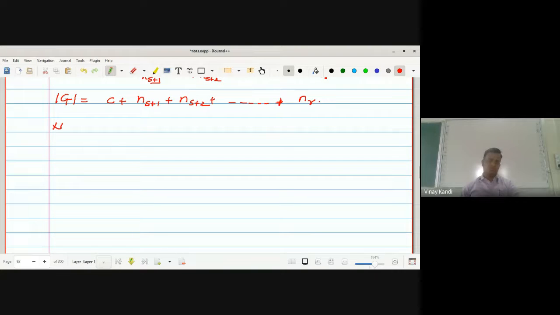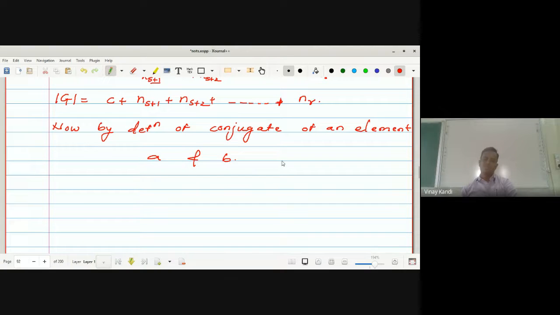Now, by the definition of conjugate of an element. Okay, now tell me what is the conjugate. A and B are two elements belonging to G, suppose. Okay, these two elements are conjugate to each other when we say that.